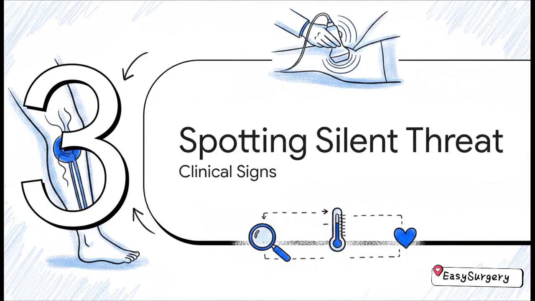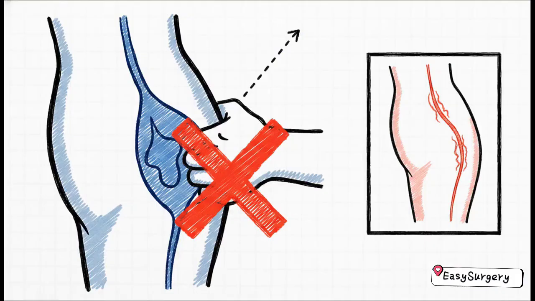Section 3. Spotting the silent threat. Here's the truly terrifying clinical reality. The vast majority of calf DVTs are completely asymptomatic. The patient feels absolutely nothing. Because of this, doctors have to maintain a really high degree of suspicion.